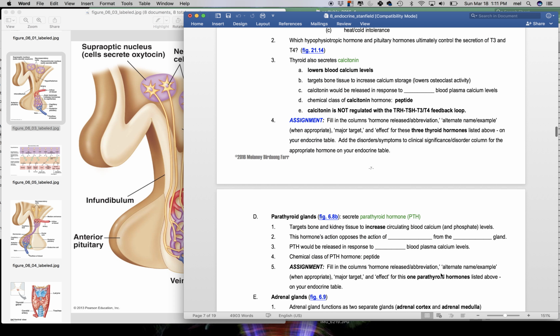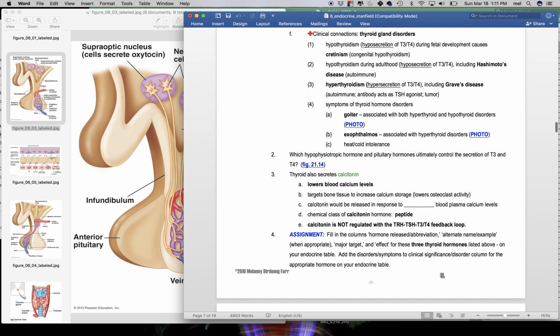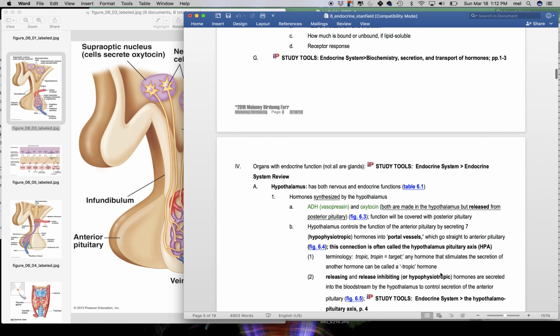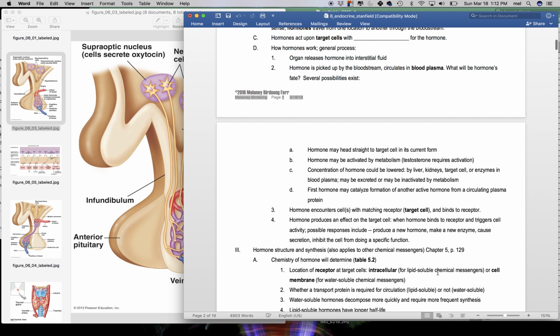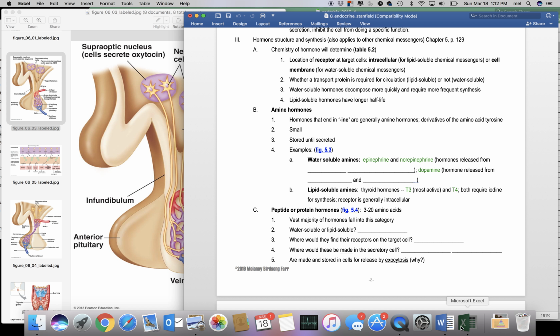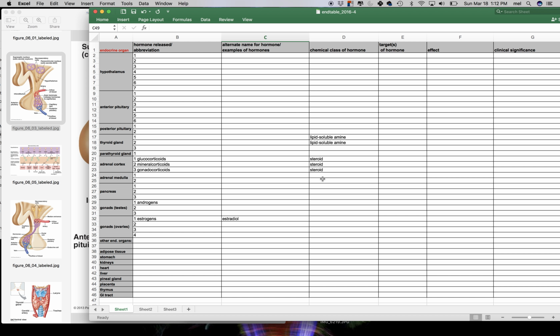The only thing that I am going to need to tell you is 2 things. If there is no disorder or clinical significance in your notes, then even if it's in the textbook, you're not responsible for it. And the other thing is, let's look at the column that we haven't addressed yet. That is the chemical column, the chemical class of hormones.